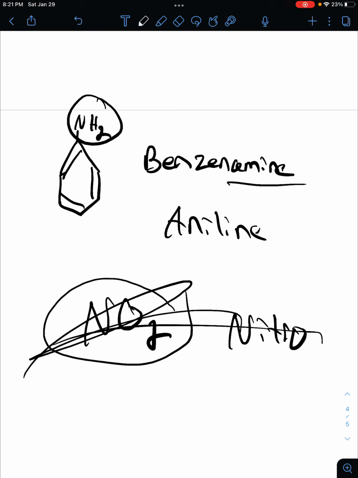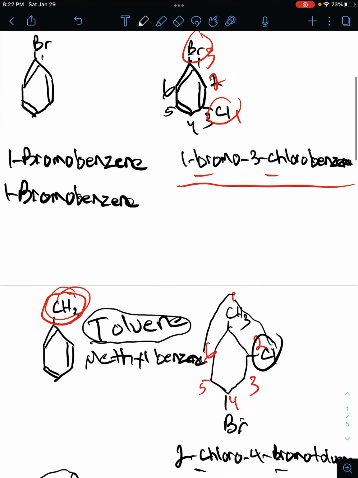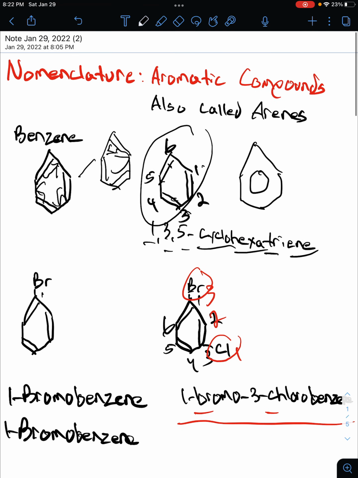And when you start studying ortho-para directing, this is actually a very strongly activating group here. Very strongly activating group. And it's called aniline. Anyway, some basic overall nomenclature. Probably the first of several videos I'll do on aromatic compounds as relates to nomenclature.